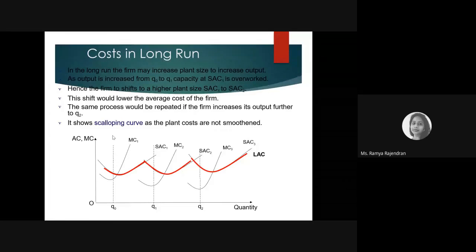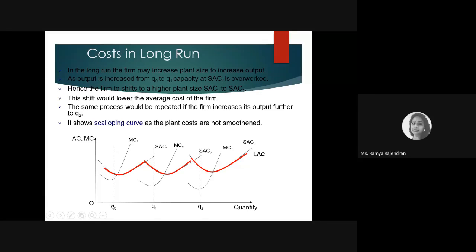Cool. Let's look into the curves right now. As usual, we have quantity on my x-axis and cost on my y-axis. When the quantity is at 0, my marginal cost is decreasing and then increasing exponentially, and my SAC is my short run average cost. It is coming down and then increasing. This is where they meet, and this is happening at quantity 1.